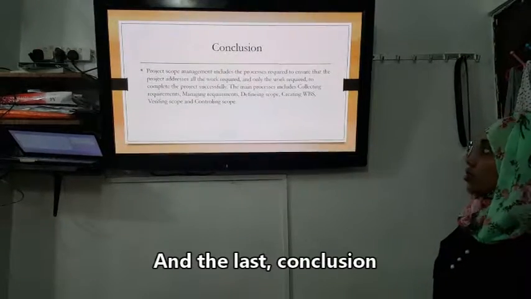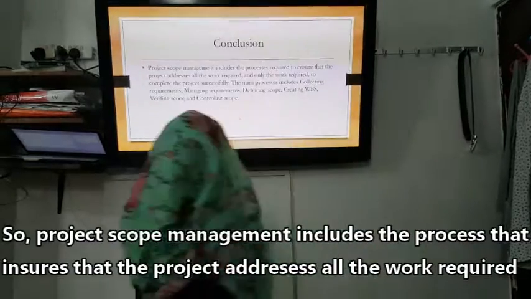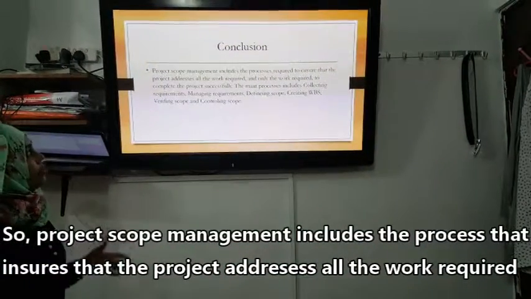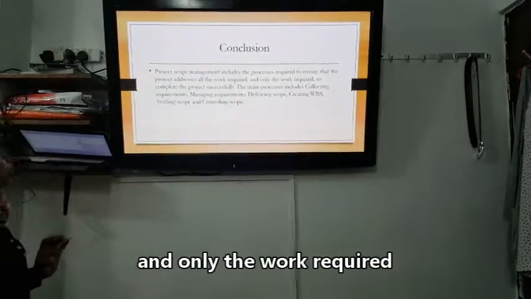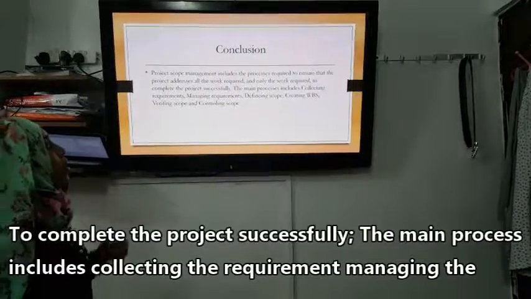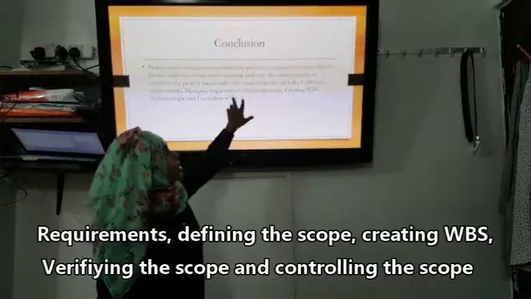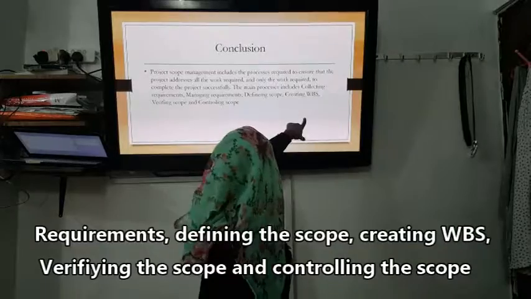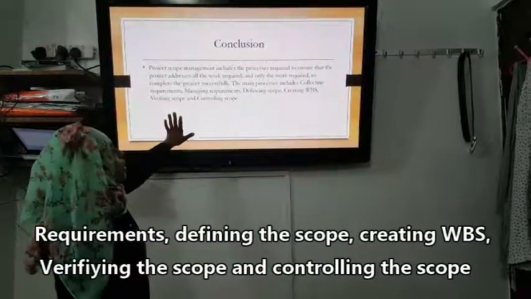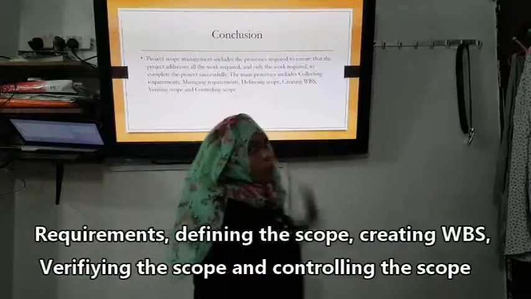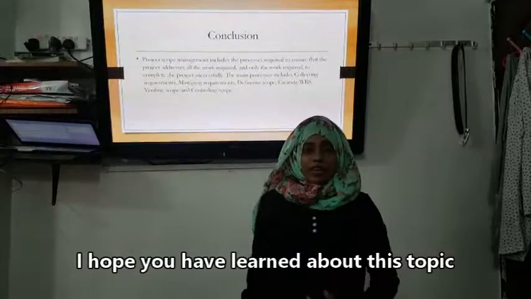And the last, conclusions. Project scope management includes the processes required to ensure that the project addresses all the work required and only the work required to complete the project successfully. The main processes include collecting the requirements, managing the requirements, defining the scope, creating the WBS, that means work breakdown structure, verifying the scope and controlling the scope. I hope you have learned about this topic. Thank you for listening.